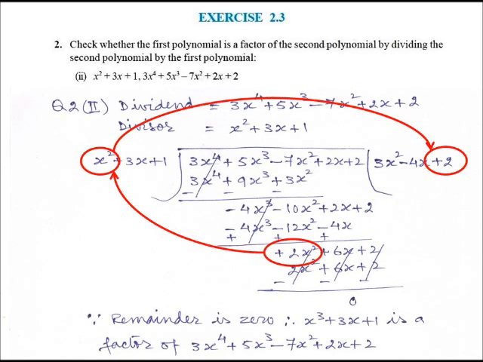Now the highest term of the polynomial, that is 2x square, will be divided by x square, which is the highest term of the divisor. We get 2 in the result, which will be kept in the quotient column.